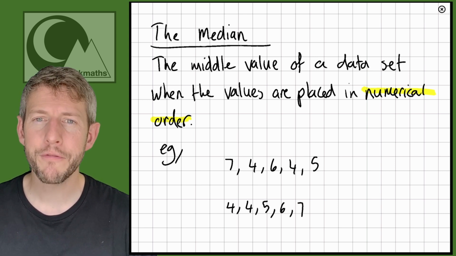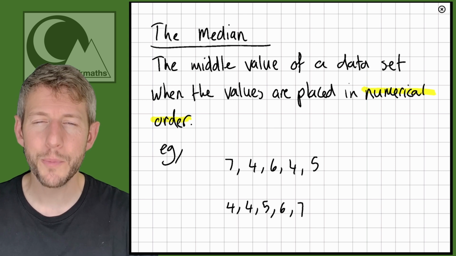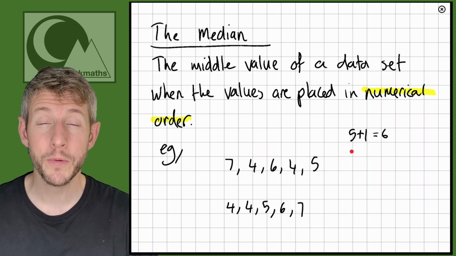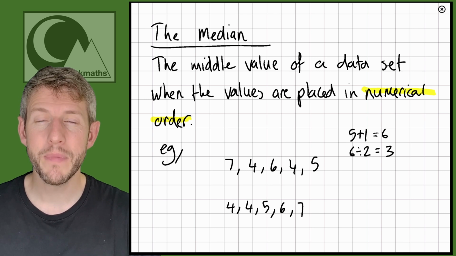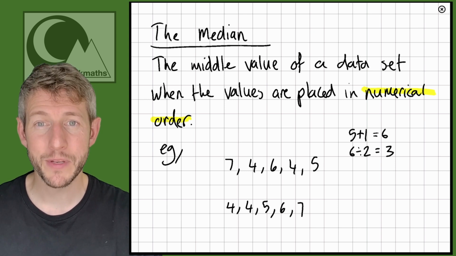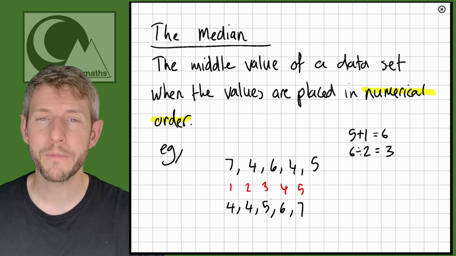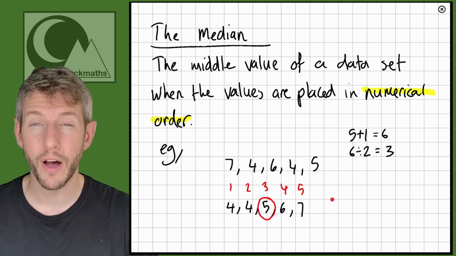As there's five values, I can find the middle value by doing 5 add 1, which is 6. 6 divided by 2 equals 3. So the middle value will be the value that is at position 3. In this case, that is the 5. So the median of this data is 5.